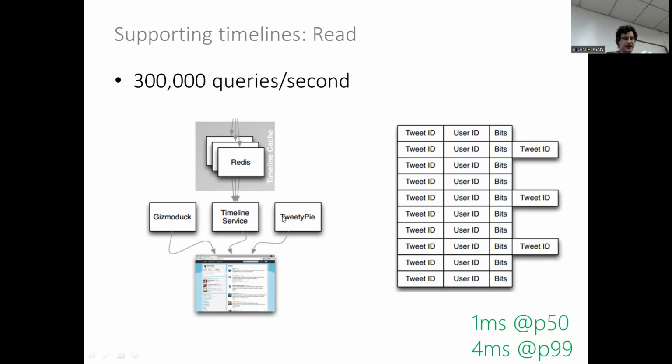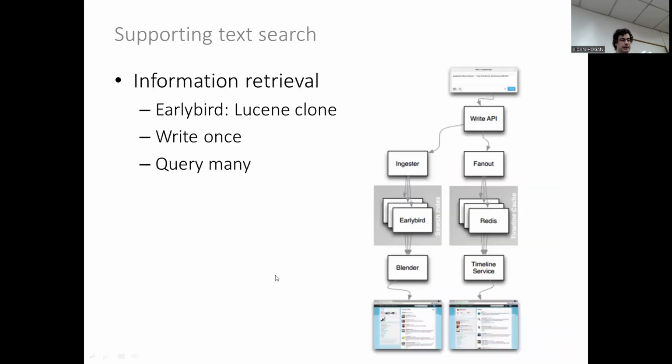Then there's GizmoDuck and TweetyPie, which are related services that allow for enriching, essentially taking the tweet ID and getting the text back, which is not stored in the timeline. And also TweetyPie, which allows for seeing the user's social network, for seeing who they're connected to and so forth. They're used together to populate the timeline.